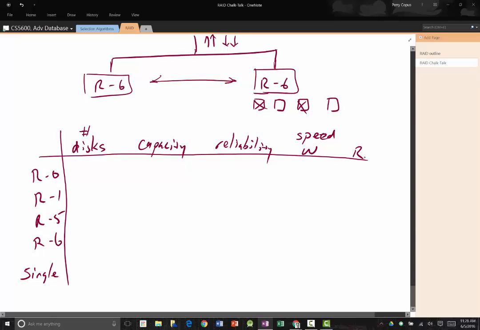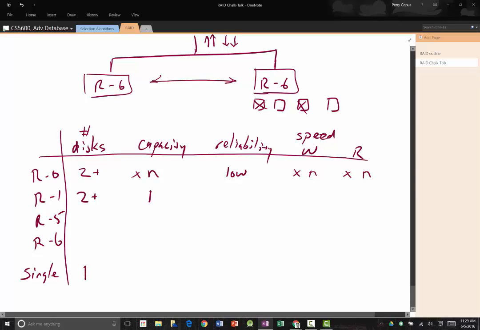For RAID 0, how many disks does it take? 2 or more. The capacity, if you have n number of disks, it's times n, right? Reliability, low reliability. The write performance times n, the read performance times n. What about RAID 1? How many disks? 2 or more disks. The capacity is just 1 times a single disk. See, I should have put single first. In fact, I'll go ahead and do it.